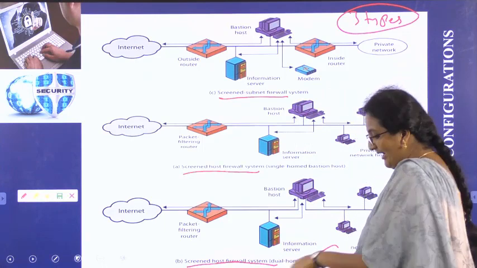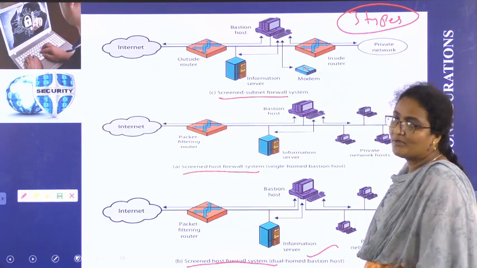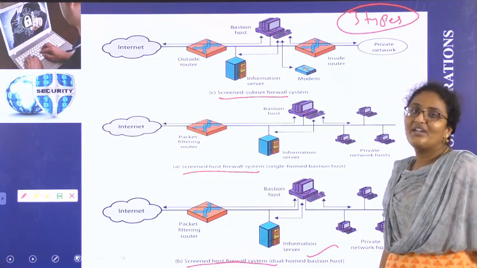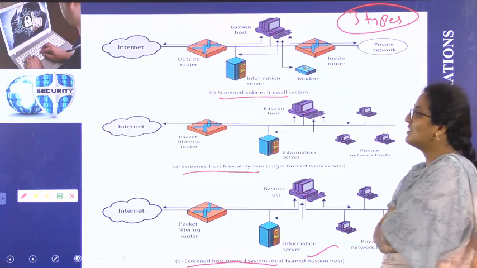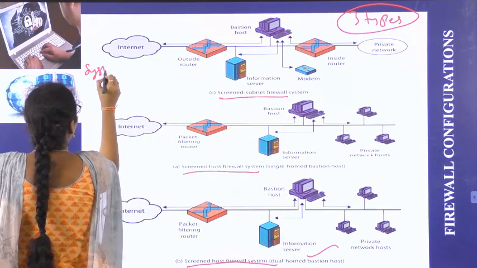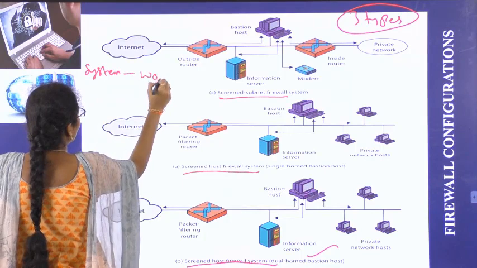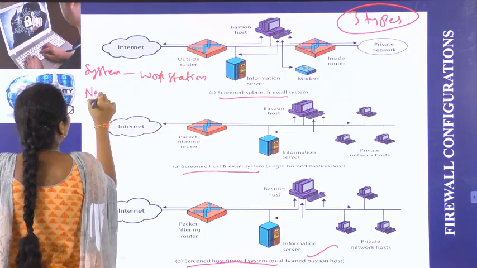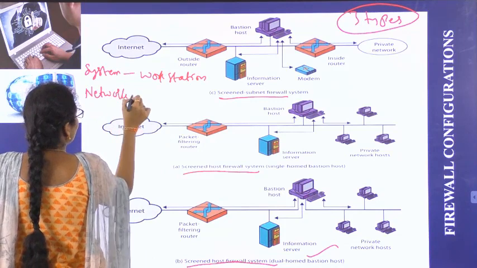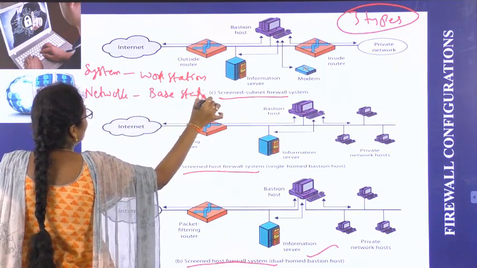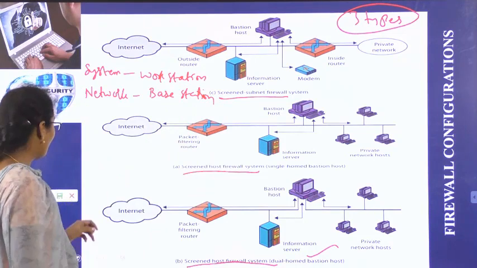From what you have learnt before, a computer is called a node or workstation. Now a network can also be called a base station. So what are the two new words? System, computer is called a workstation. Network, group of nodes, is called a base station. So these are the two new words we learnt in firewalls.